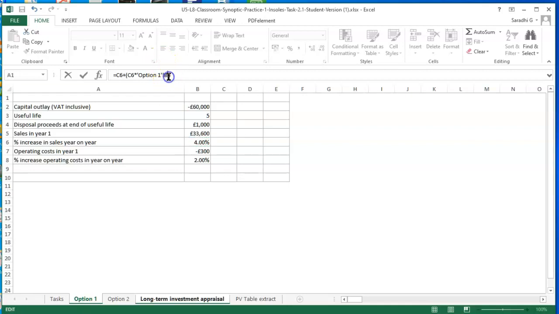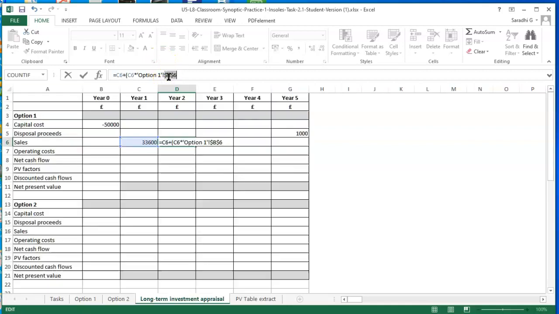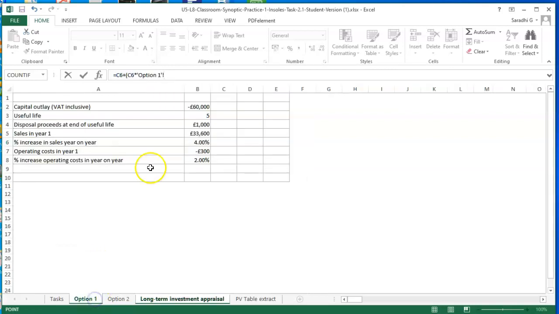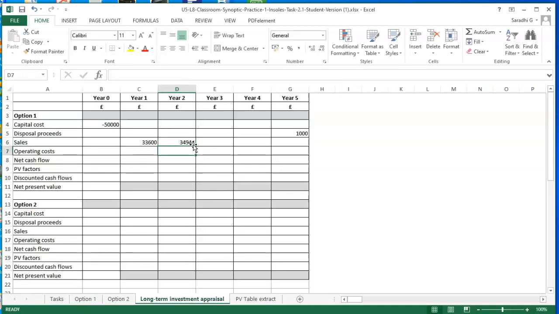Make sure you put the 4% in absolute referencing so that you can copy paste the formula into the next cells. Oops, sorry, something got deleted over there. Let me try that again. C6 multiplied by 4%, absolute referencing, and close bracket. And then carry this calculation up to year 5.